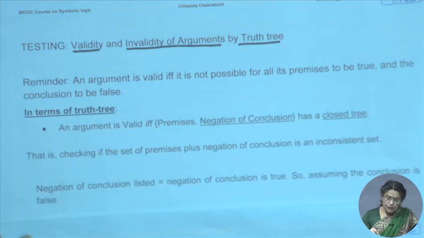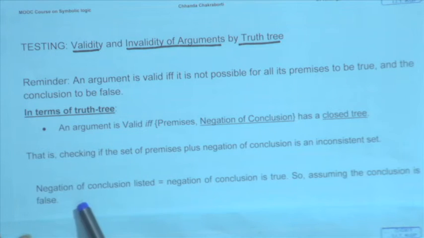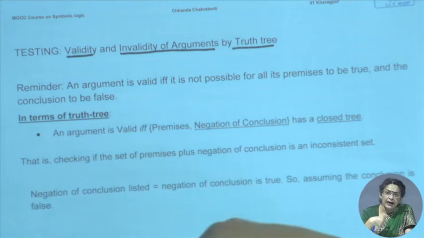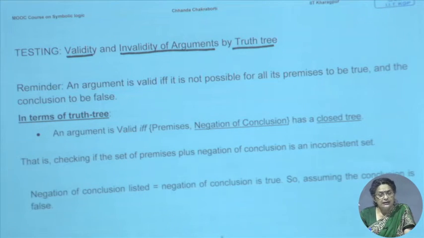The only thing that you need to get hold of is that when you are listing the negation of the conclusion in your tree, you are claiming that the negation of the conclusion is true, which means what? The conclusion is false. So, with that, we are going to now set up the truth tree for this task. Remember that the negation of the conclusion is not given. You have to add a negation to the conclusion and list it yourself in the truth tree. So, that is going to be an addition to your truth tree.